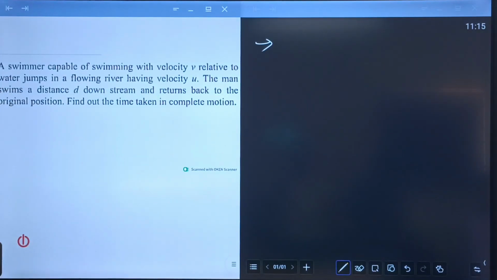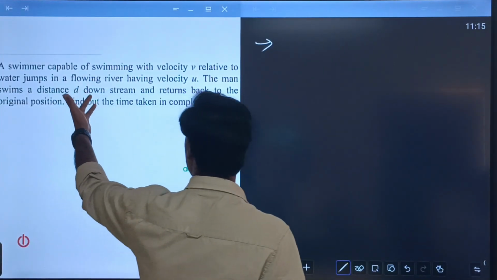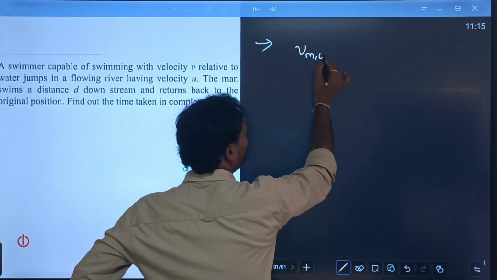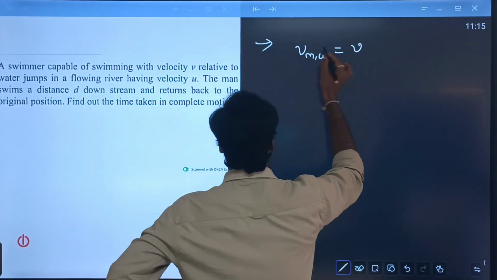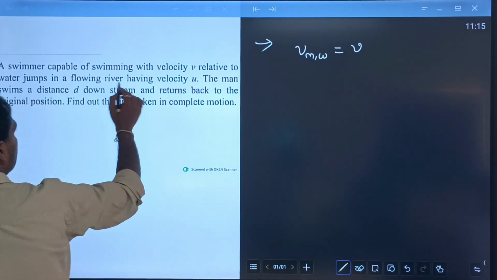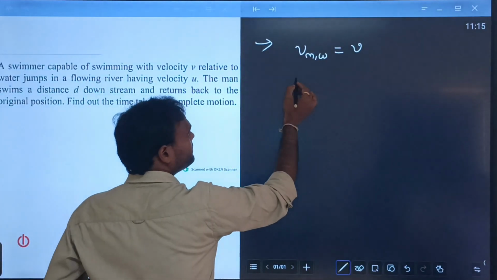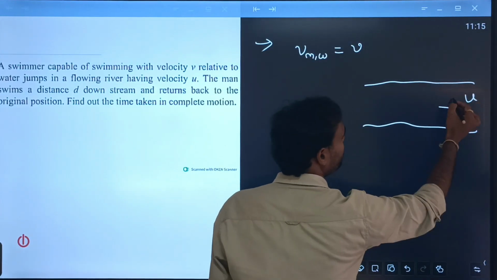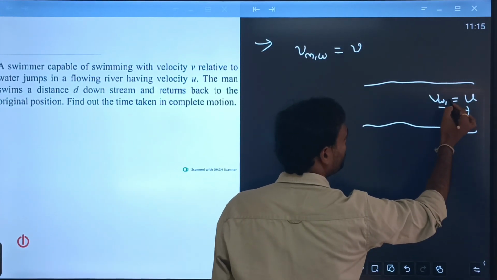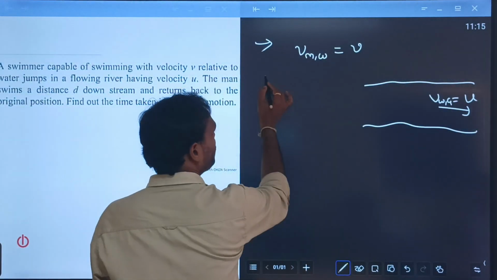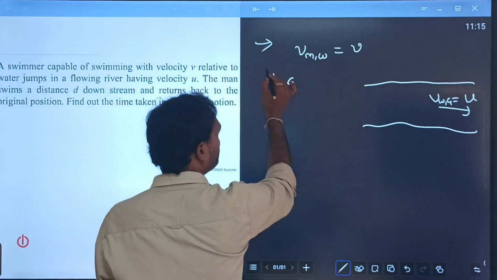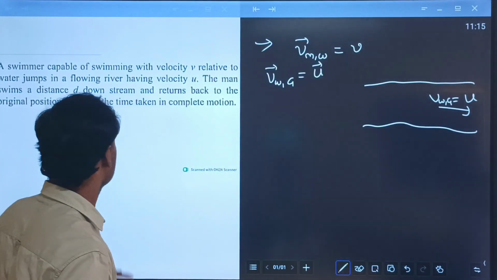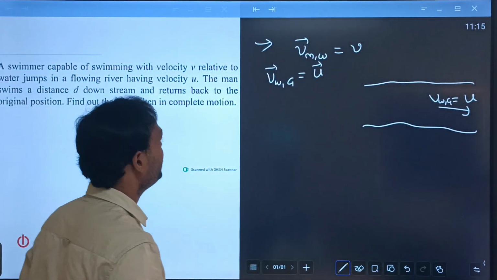A swimmer capable of swimming in water with velocity v relative to the water jumps into a flowing river. That is, velocity of man with respect to water is equal to v. The water is flowing with velocity u. This is velocity of water with respect to ground, the river velocity, which is equal to u. Right? The man swims a distance d downstream.